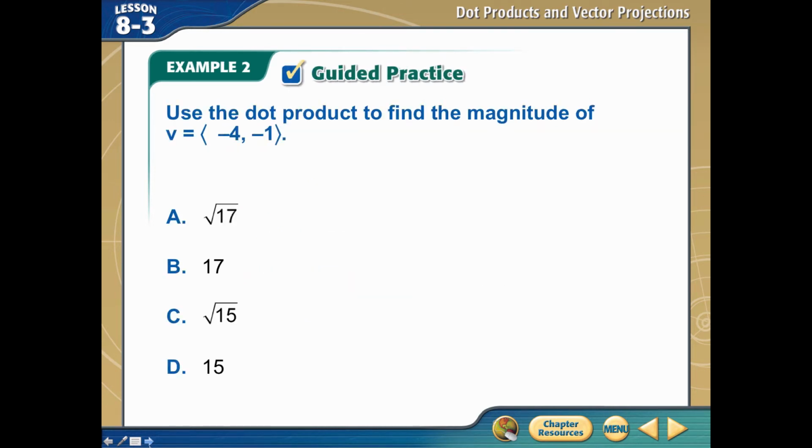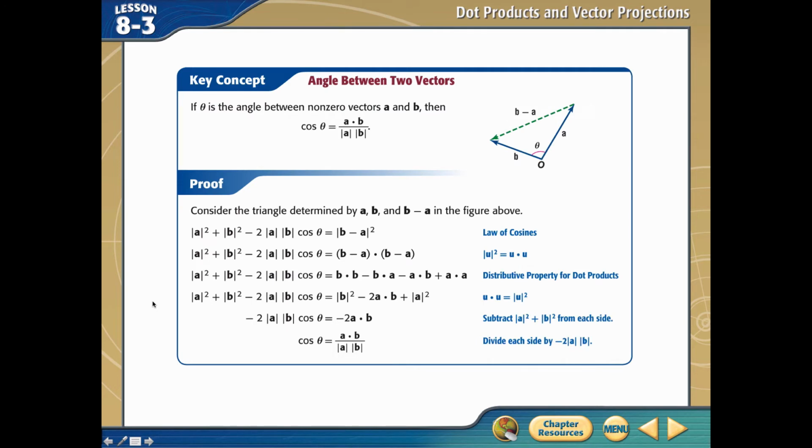Okay, I'm going to let you have a shot on this one. I'll give you the answer in 3, 2, 1. So using the dot product, it would be negative 4 times negative 4 plus negative 1 times negative 1. Take the square root of that whole thing, which is square root of 17. Okay.